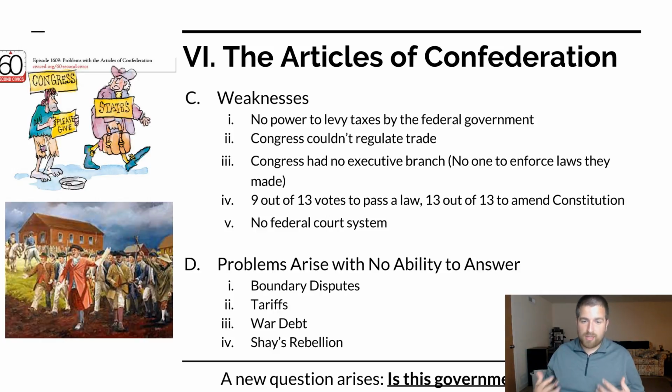Government can't raise money. This is going to be a big problem because we just fought a major war for independence, and so we have a lot of war debt. And so with no ability to raise money, Congress has no way of paying off its debts. So that's another big problem. It's also not going to be able to pay soldiers' salaries, and that's going to be a problem with the next and probably most important problem that's going to arise, and that's going to be something called Shays' Rebellion.